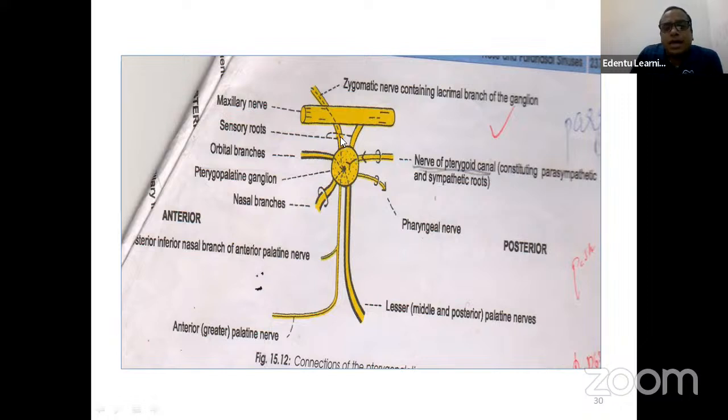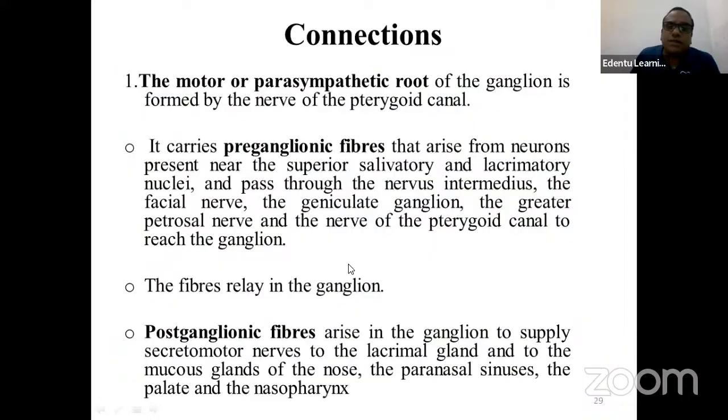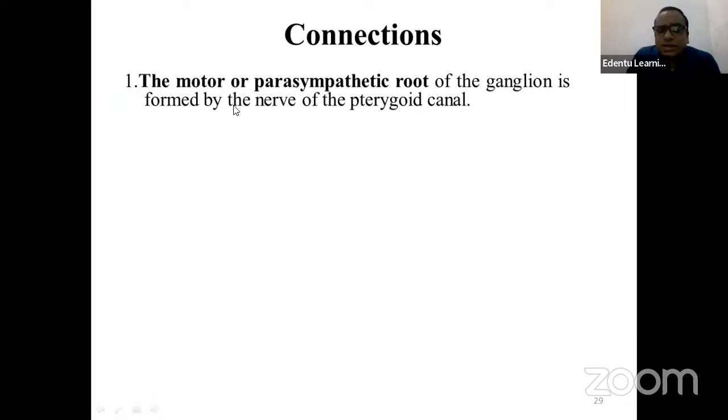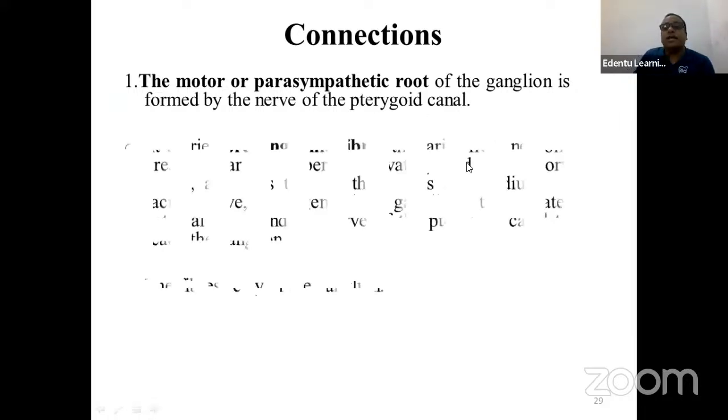A flattened ganglion. Above that, the maxillary nerve, topographically the maxillary nerve. But who is entering? The nerve of pterygoid canal, sympathetic roots, right? So the facial nerve will be entering here. Similarly, this ganglion will have preganglionic fibers, and what comes outside is postganglionic fibers. So first one, connections: motor or parasympathetic root. Again, parasympathetic means secretions. Secretomotor we call it. So that is formed by the nerve of pterygoid canal. That is there in the diagram.